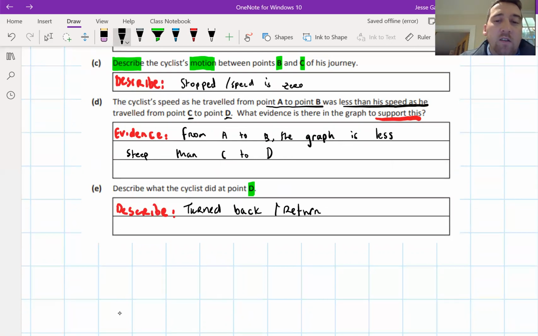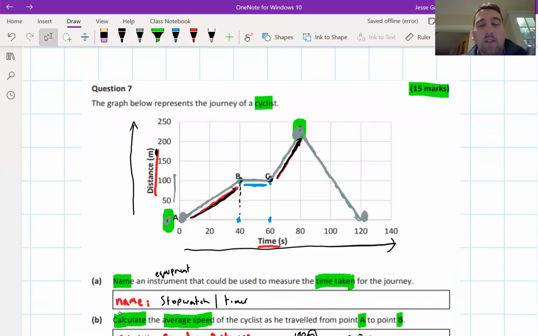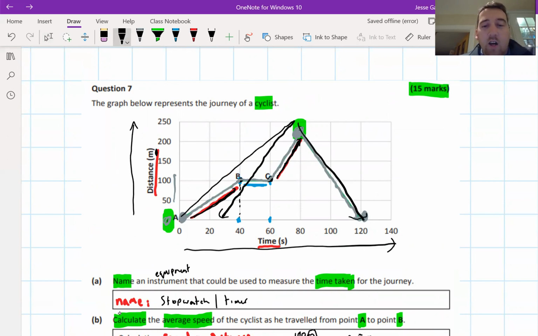That's what he did. Some people might have said he slowed down or he stopped, but essentially what he's doing here is reversing what he's done. Here he was going away, and now he's coming back to where he was. The reason it's over here is because this is showing the time, so the time has to keep increasing, but his distance away from where he started comes back to 0. So he's back where he began.